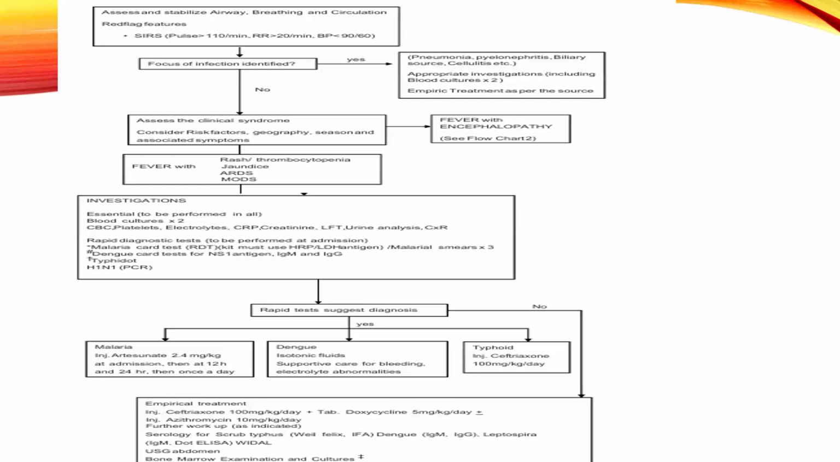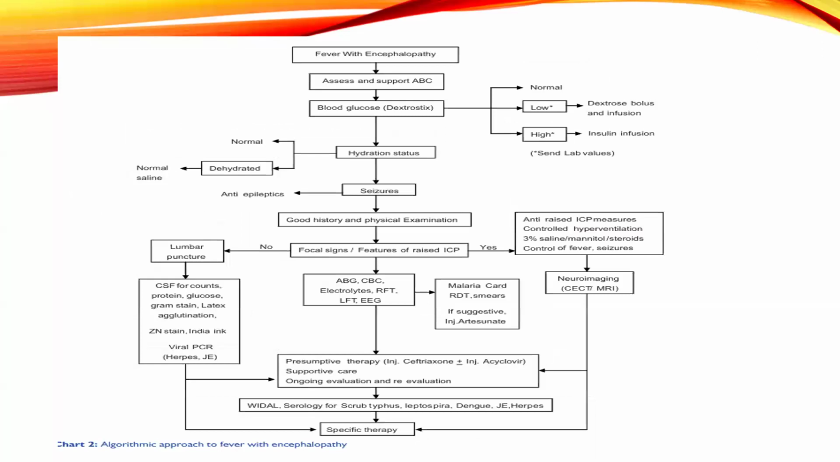In empirical therapy, we can start injection ceftriaxone 100 mg per kg per day, tablet doxycycline 5 mg per kg per day, and tablet azithromycin, and then we need to wait for the further workup. We can also consider USG abdomen, bone marrow examination, and culture.